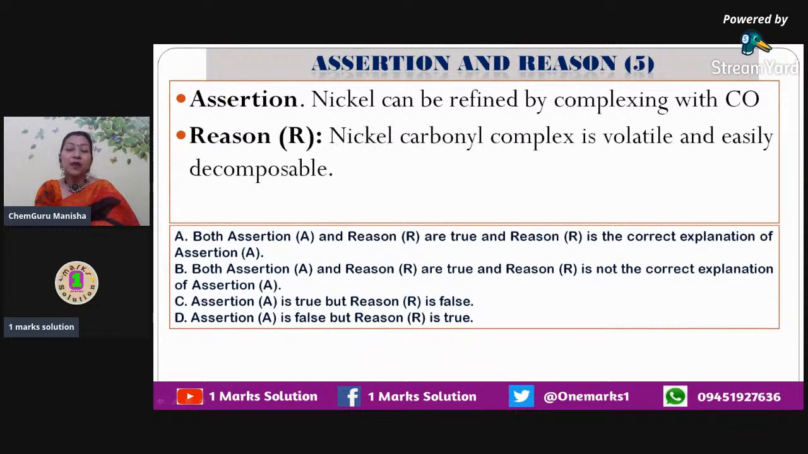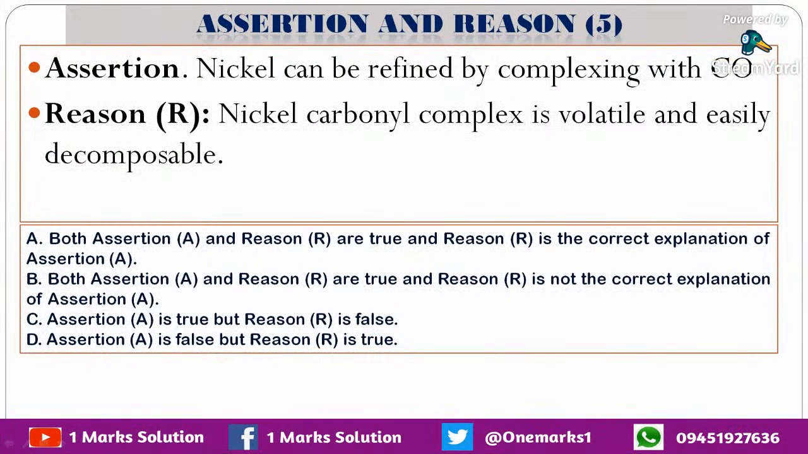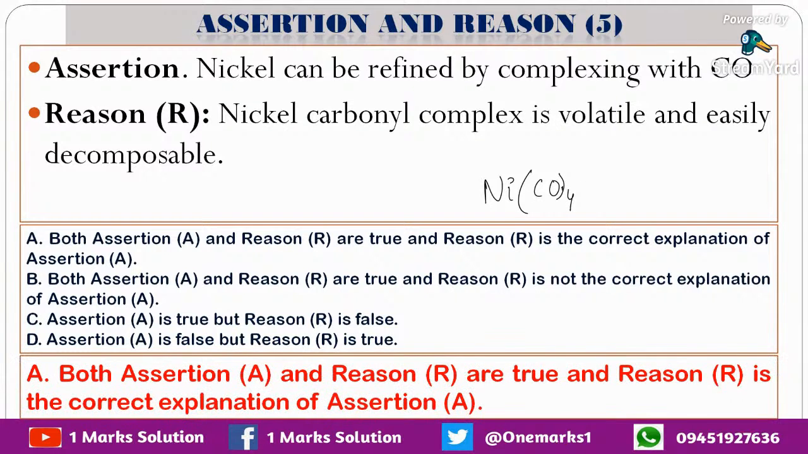The fifth assertion that we have is nickel can be refined by complexing with CO. That's Mond's process. In Mond's process, nickel and carbon monoxide combine together to form nickel carbonyl, Ni(CO)4. So this compound is formed. Nickel carbonyl complex is volatile and easily decomposable. That is correct. So assertion is true, reason is also true, and reason is the correct explanation of assertion as well.